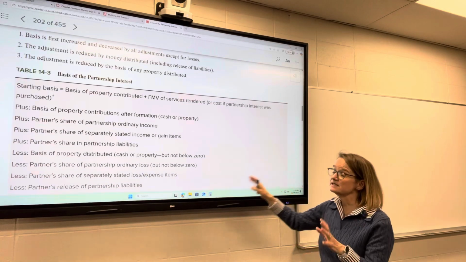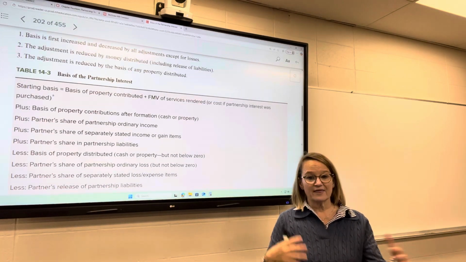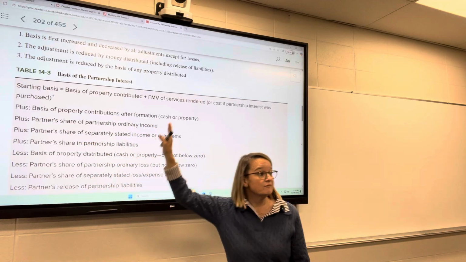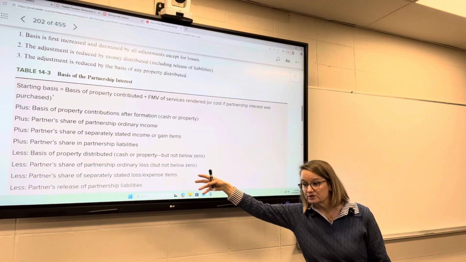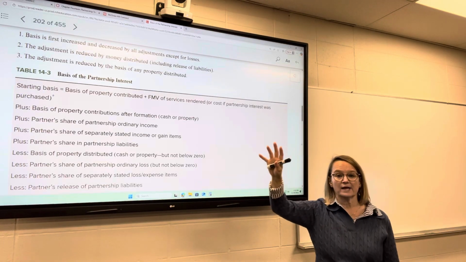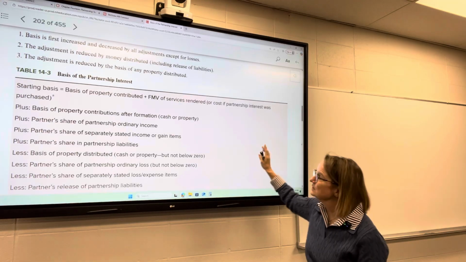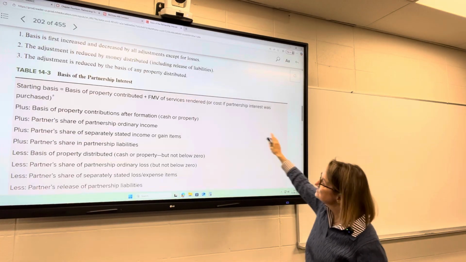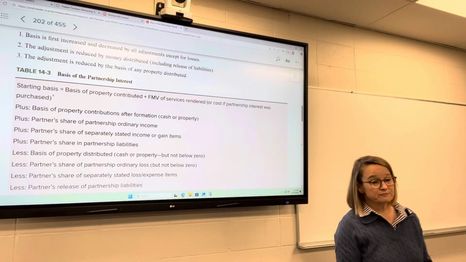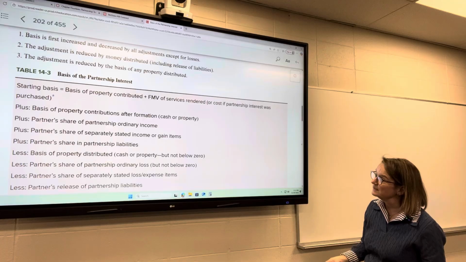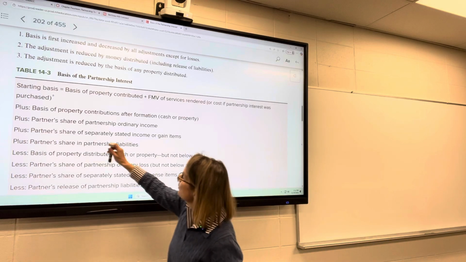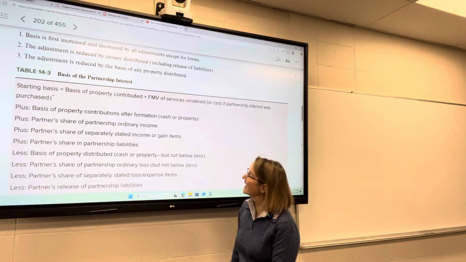So here is the calculation of that running tally. Our starting basis is whatever we contributed originally to the partnership, that whole calculation that we discussed at the beginning of the chapter. Plus, if we provided any services, the fair market value of those services would be included. Any property contributed, any cash contributed, all of that. Plus, the basis of property contributions after formation.